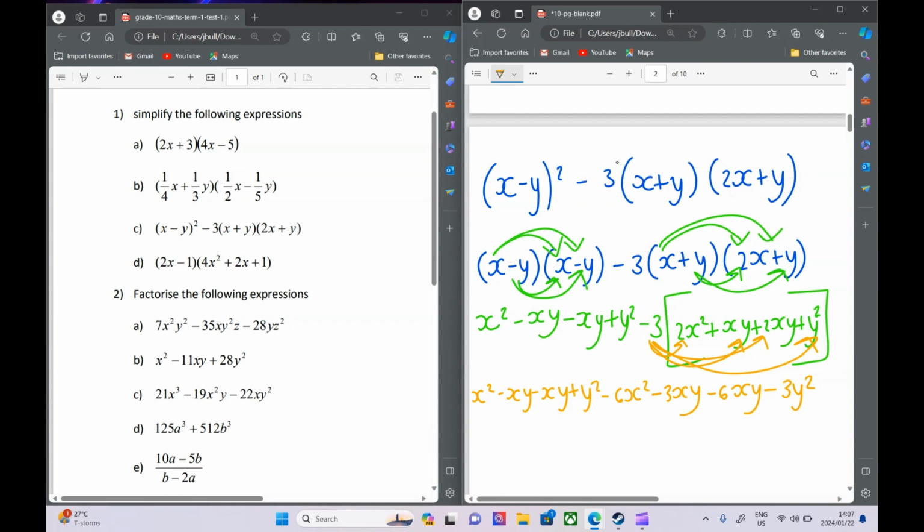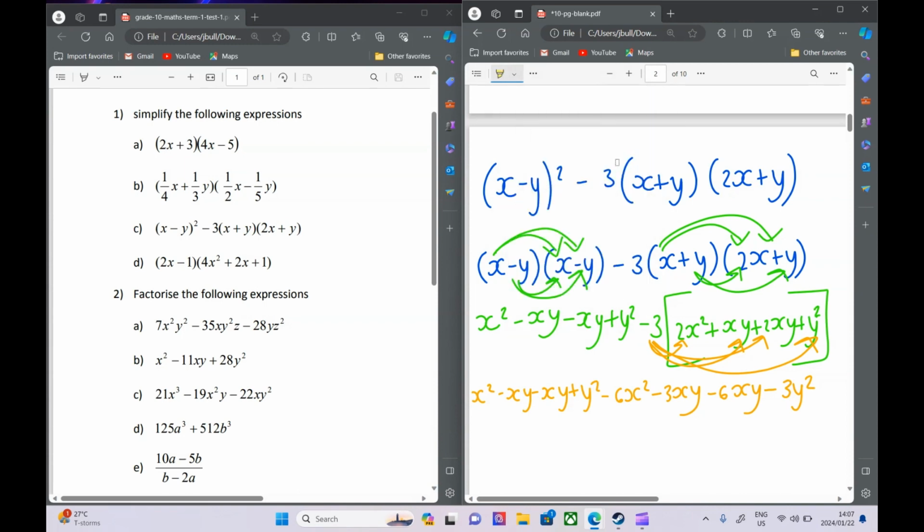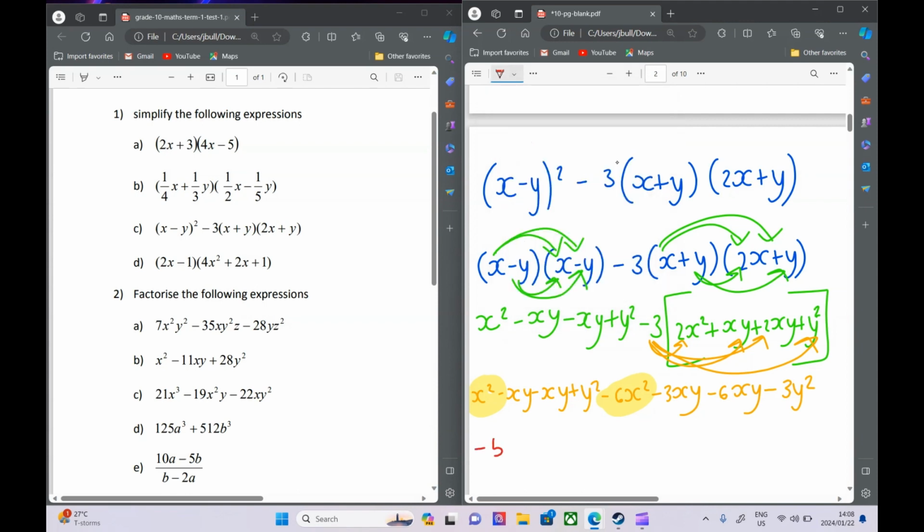Let's see now what we can simplify. So I'm going to highlight things that are the same. So x squared, let's see if we've got any other x squareds. So there's an x squared. There's an x squared. Make sure you highlight the sign in front as well. So that's all of our x squared. Okay, so x squared minus 6x squared is going to be minus 5x squared.